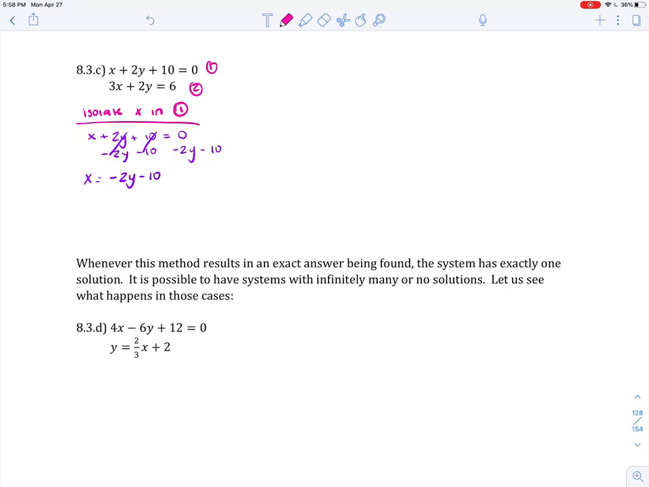Next, I'm going to take that value, that expression for x, and substitute it into the other equation. Since I've isolated x in equation 1, that means I have to substitute my information into equation 2. So, 3x plus 2y is equal to 6. Every time I see an x, I am plugging in negative 2y minus 10, and I'm doing that with the brackets.